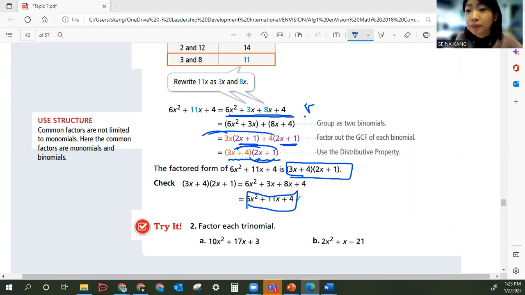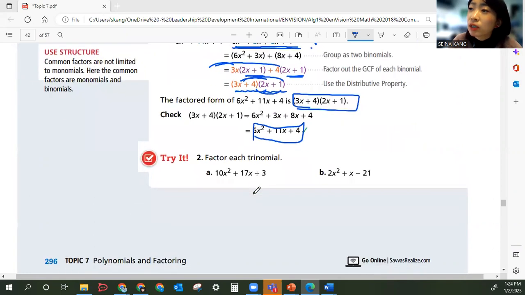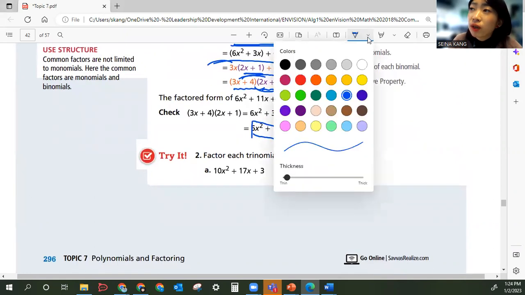Okay, are you ready? Yeah, this is going to be a complicated one where there are many steps, but if you follow the steps one by one, you can do it. Let's look at try number 2A. Okay, you're going to factor each trinomial. So first, what is the first step?